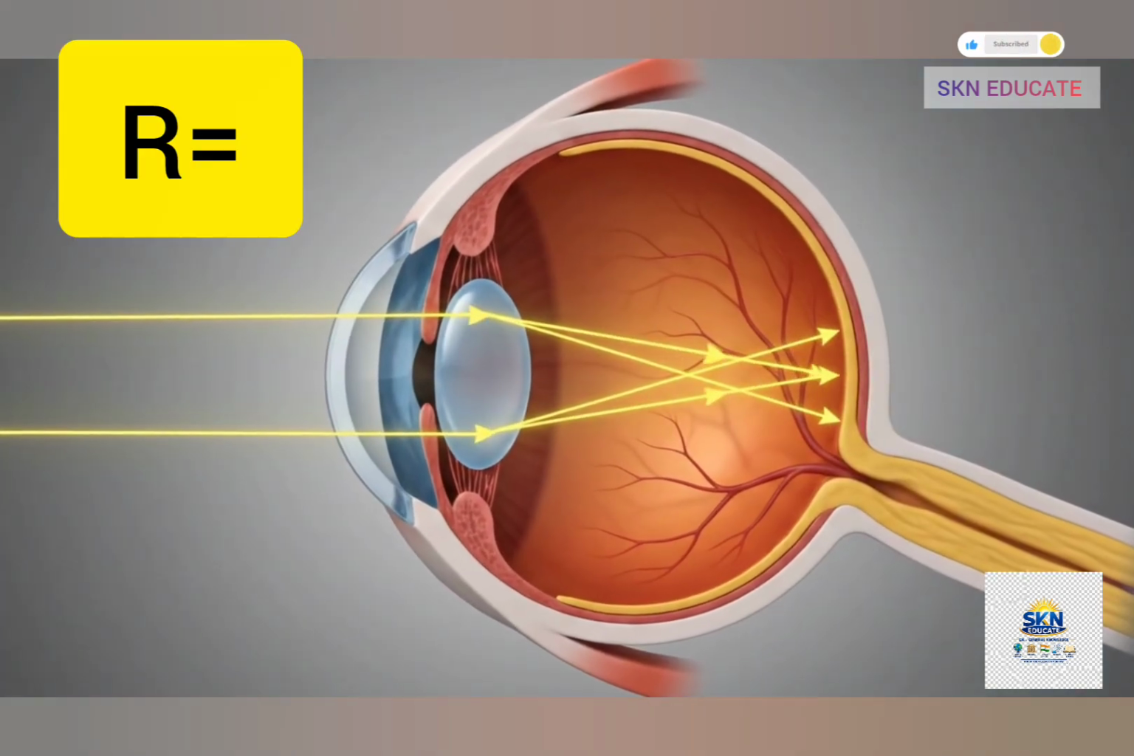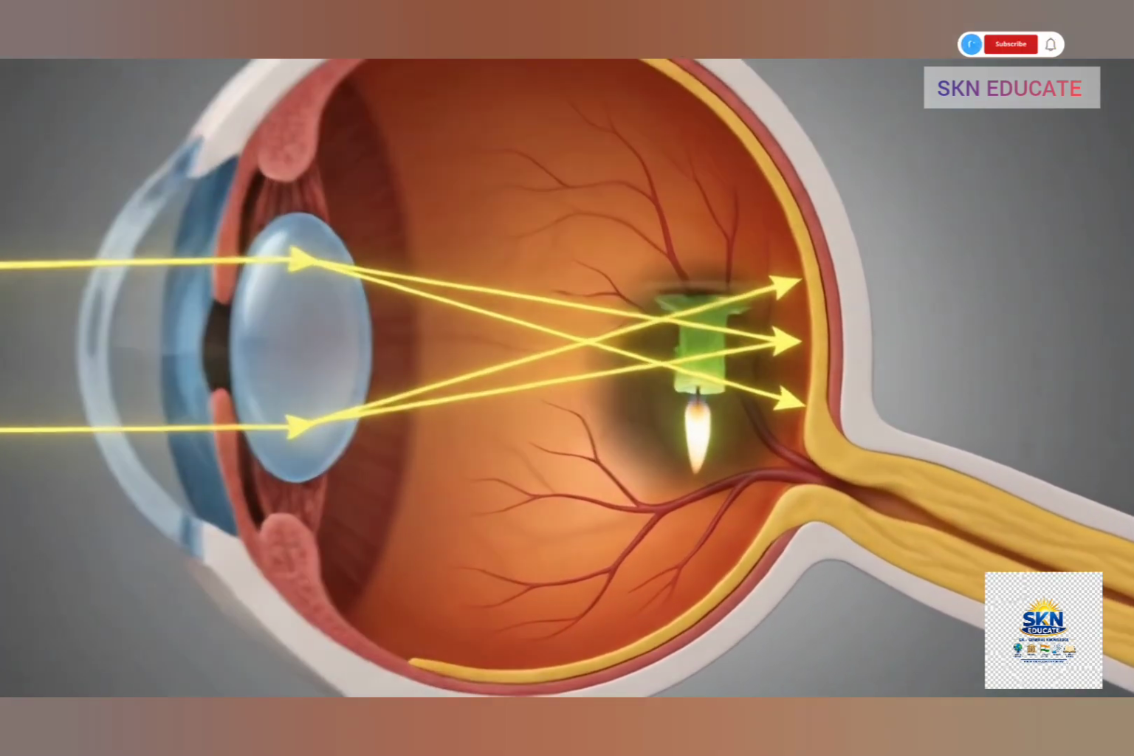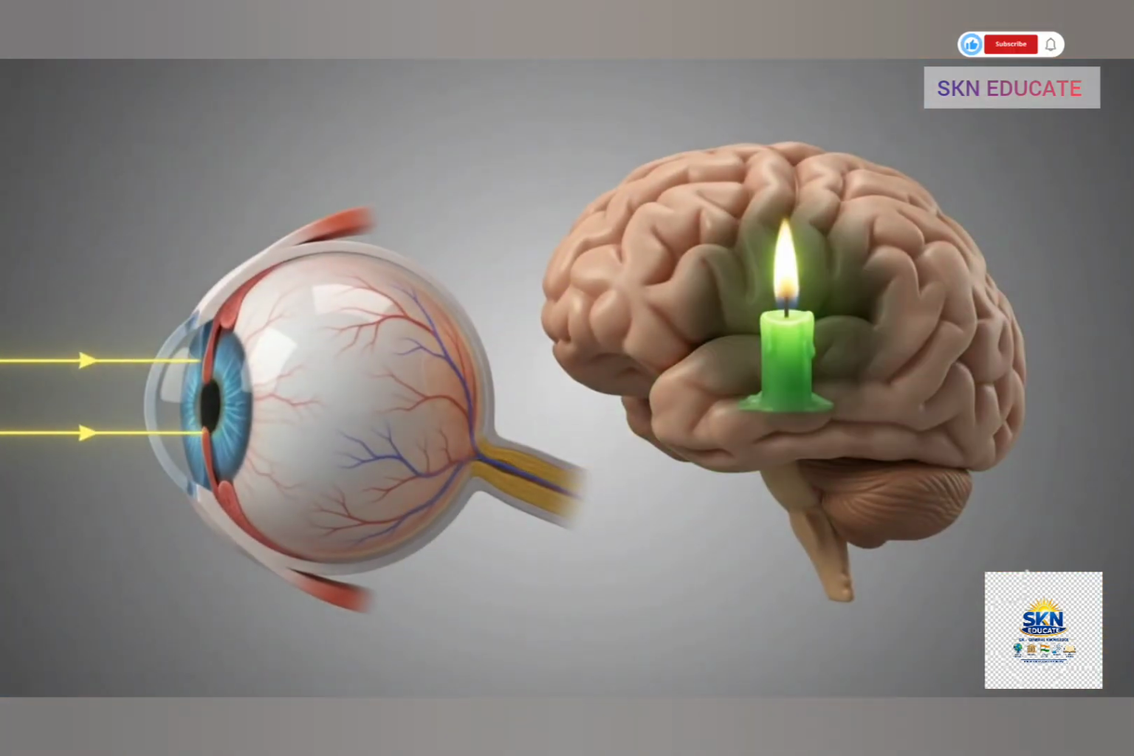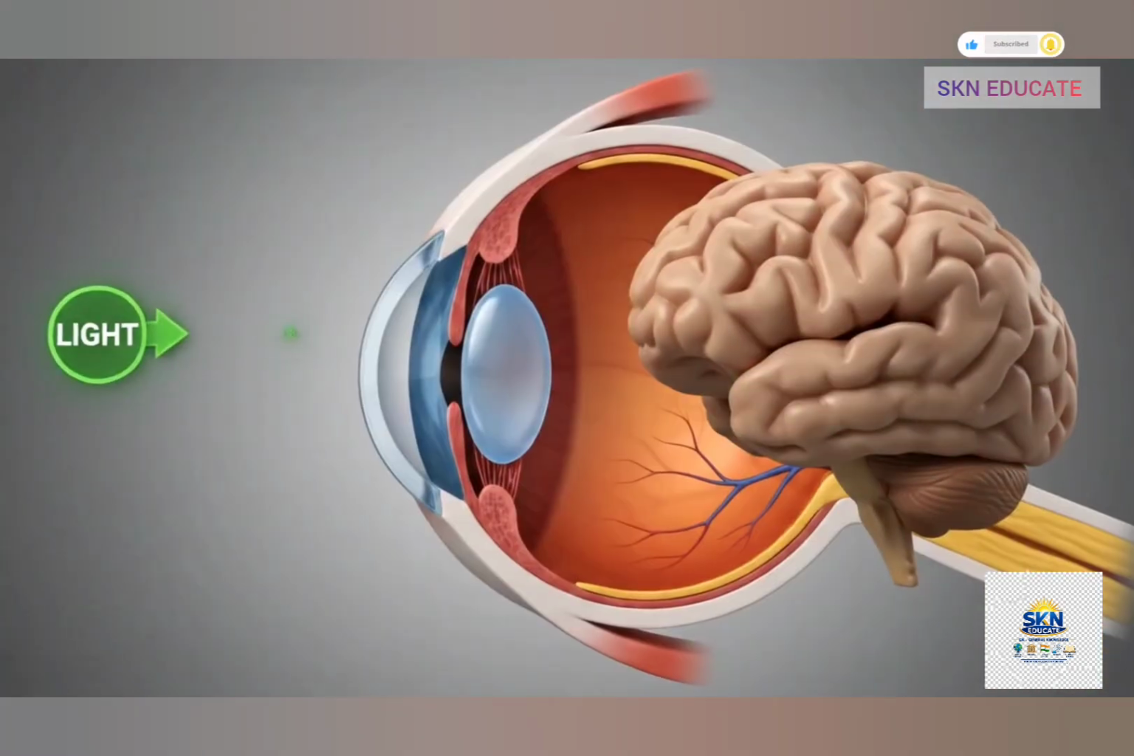R equals retina. Job? This is the screen. Here an upside down image forms. Then the optic nerve sends it to the brain. Brain flips it, full process.